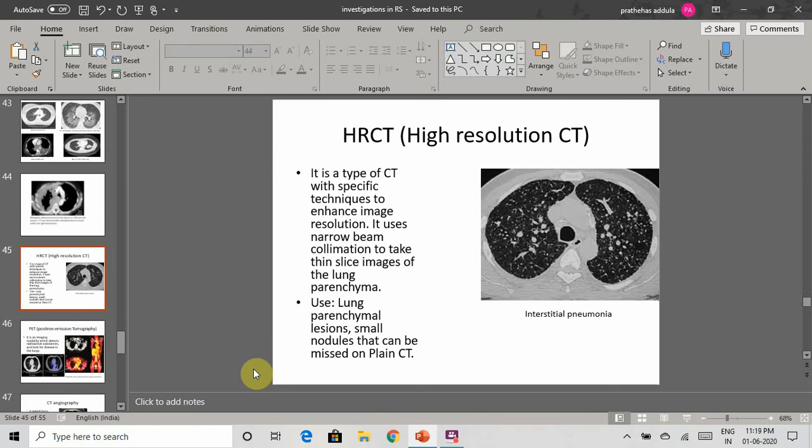HRCT, high resolution CT. It's a type of CT with specific techniques to enhance image resolution. It uses narrow beam collimation to take thin slice images of the lung parenchyma. Used in lung parenchymal lesions, small nodules that can be missed on plain CT. The image shows interstitial pneumonia.